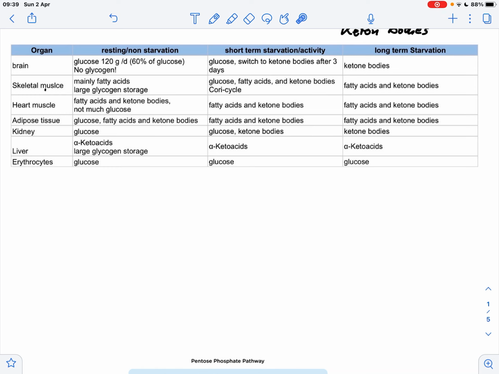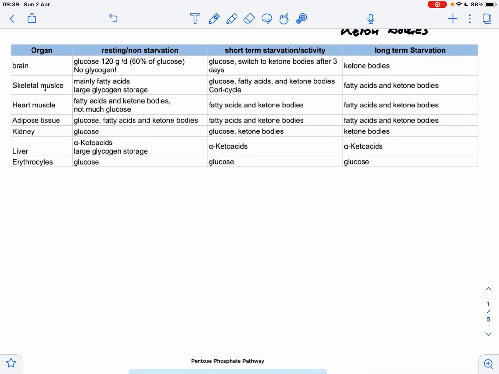The skeletal muscle will also switch to ketone bodies and will rely on the Cori cycle, where we convert pyruvate to lactate, and that lactate is then delivered to the liver, where it is regenerated into pyruvate and fed back to the cells. Again, we see that the ketone bodies make up quite a large amount of the fuel for the organs upon short-term starvation.